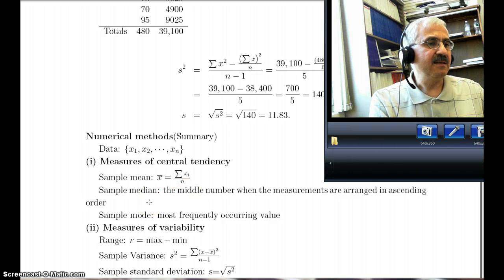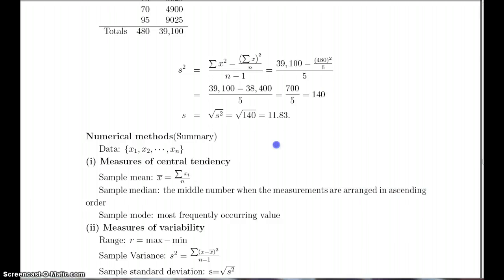The median is the middle number when you arrange the data in ascending order, or increasing order of magnitude. The mode is the value that occurs most frequently. Or if you have a histogram, it's the middle of the class with the highest frequency.